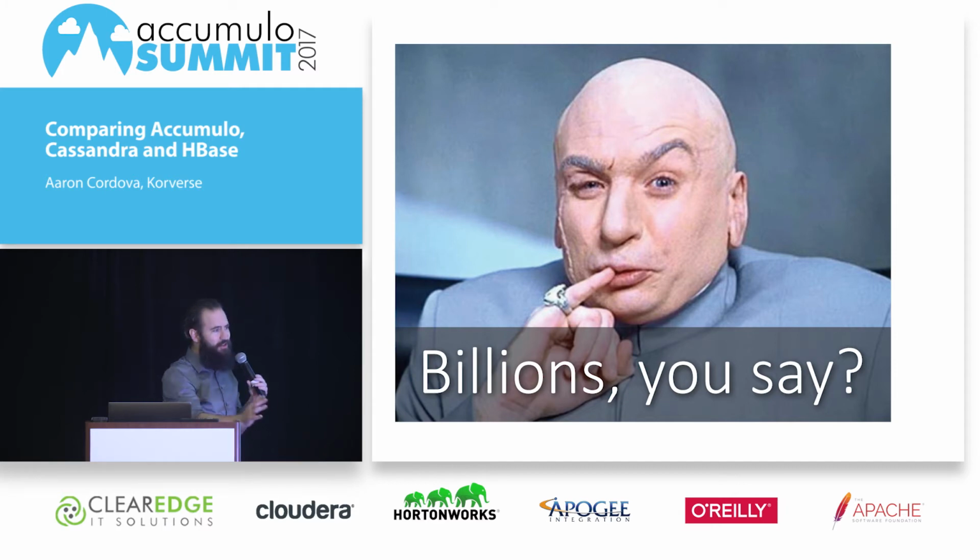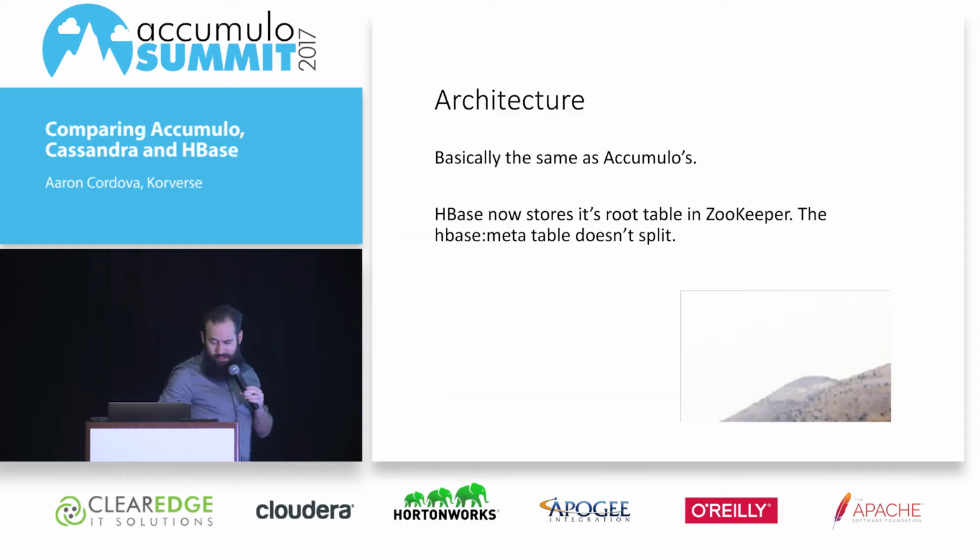But again, Accumulo has been shown to do hundreds of trillions of things, or on the order of 100 trillion things. So I don't know. I'm just saying. Nobody's out there claiming that HBase can do 100 trillion things, but not to say it couldn't. Architecture is the same as Accumulo's, except for some little differences in the way it stores this metadata table, which may or may not impact its scalability.